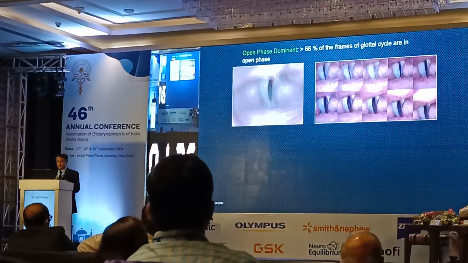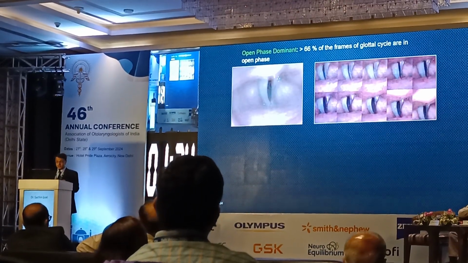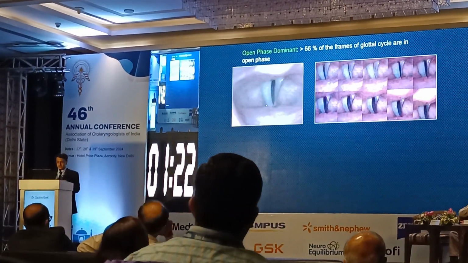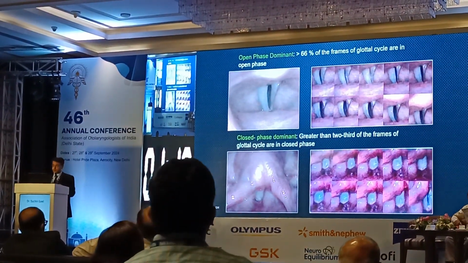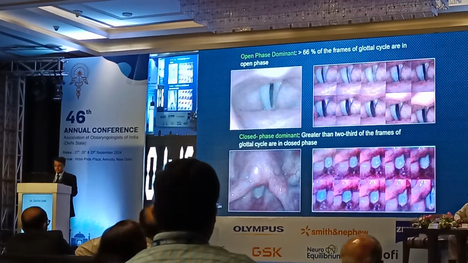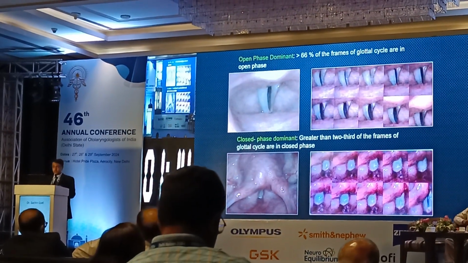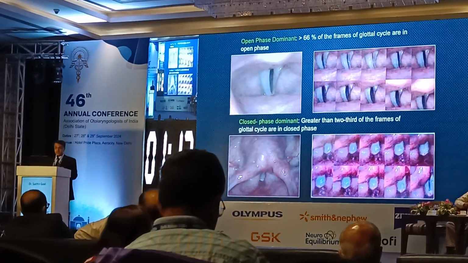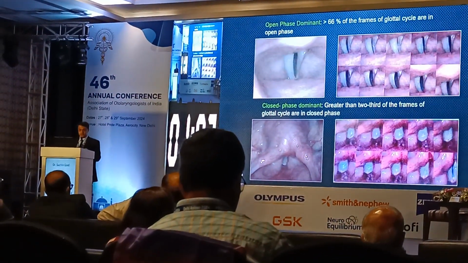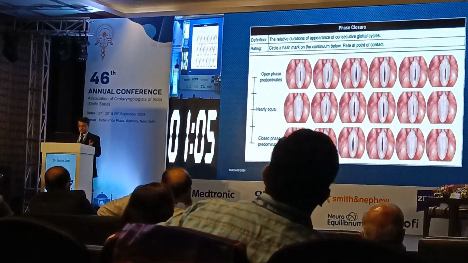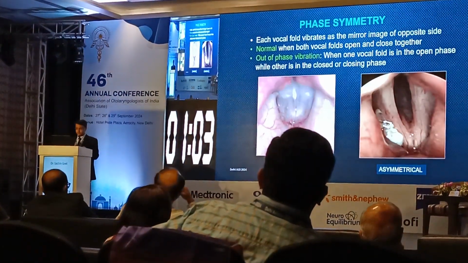We call it open phase predominance when more than 2/3 of the frames are in open phase, as you can see in this case of glottic incompetence, or a closed phase predominance, which is seen here. This closed phase predominance is usually seen in cases of adductor spasmodic dysphonias. Here you can see 9 out of 10 frames being in the closed phase. And this is how we document it.